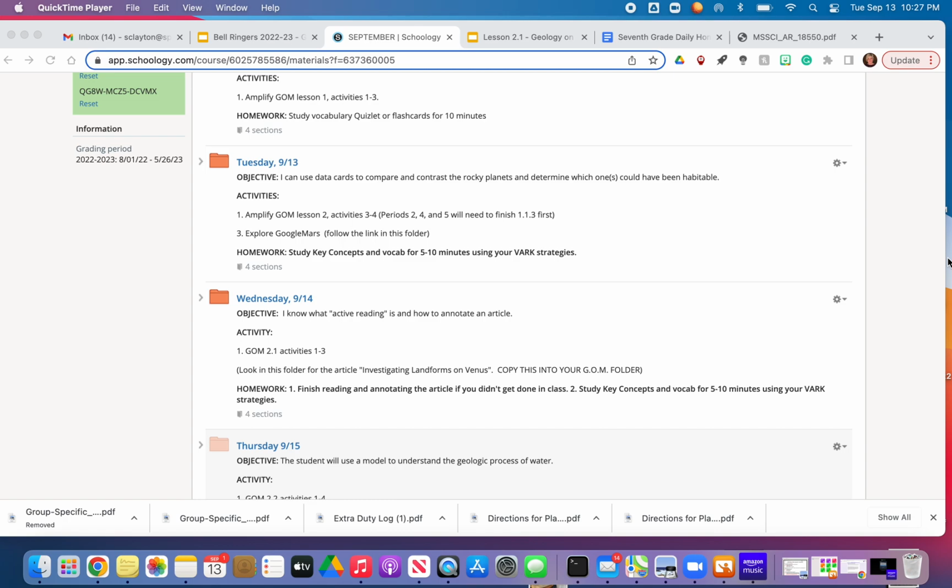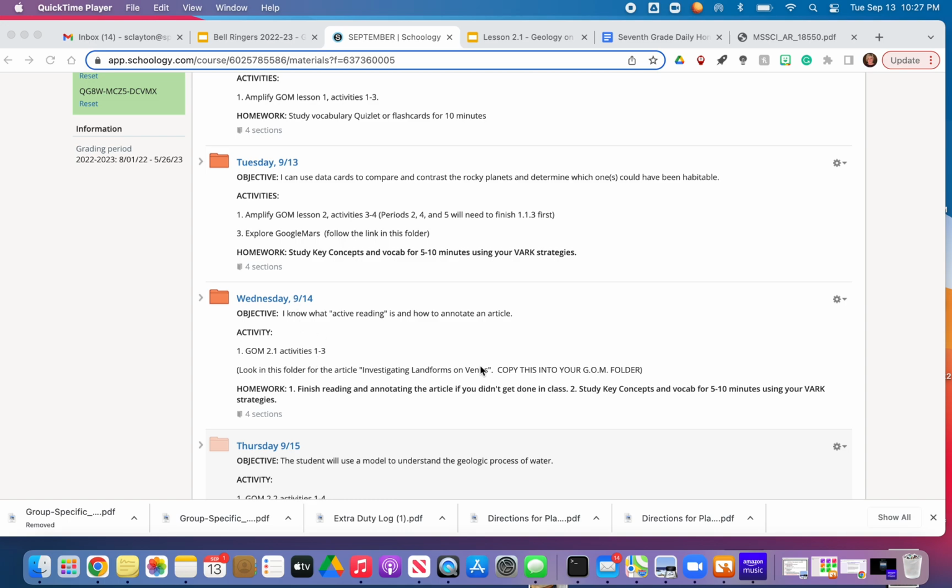So we're going to finish up Geology on Mars, actually a little bit from yesterday. We've got just a couple more things to talk about in lesson 1.2, and then we're going to skip 1.3, and then we're going to go straight to 2.1, so chapter 2, activity 1. And we're going to be working through activities 1 through 3.